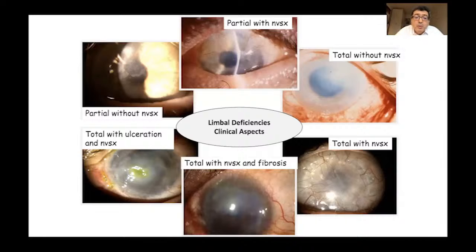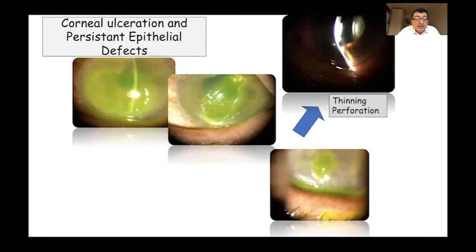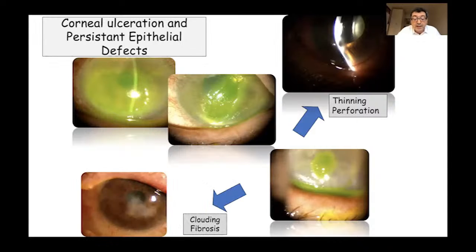It can be partial without neovascularization, partial with neovascularization, total without neovascularization, total with neovascularization, total with neovascularization and stromal fibrosis, and in the more severe cases, total with ulceration and neovascularization. As a conclusion of this slide, an isolated epithelial disorder may lead to a total epithelial and stromal disorder with total loss of transparency. In the presence of defective healing, corneal ulceration may lead to thinning and ultimately fibrosis in case of healing, and in the worst cases may lead to corneal perforation.